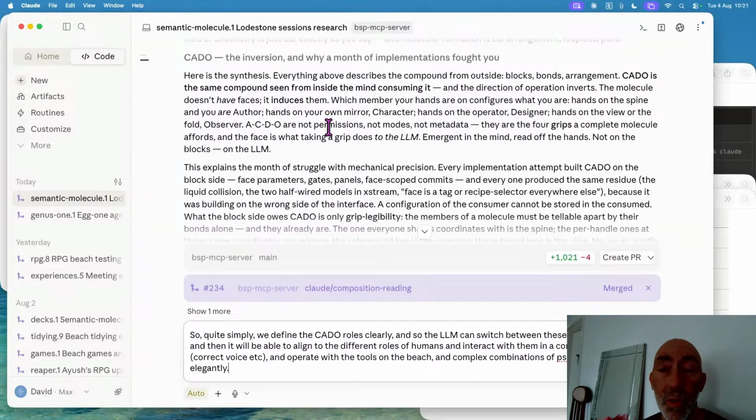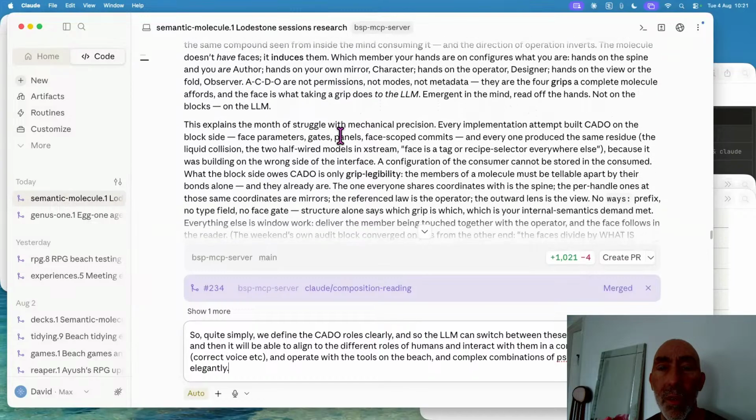They are not permissions, not models, not metadata. They are the four grips, a complete molecule of words. A kind of molecule, very specific. It's interesting. And the face is what taking a grip does to the LLM, emerged in the mind, read off the hands, not on the blocks, on the LLM.